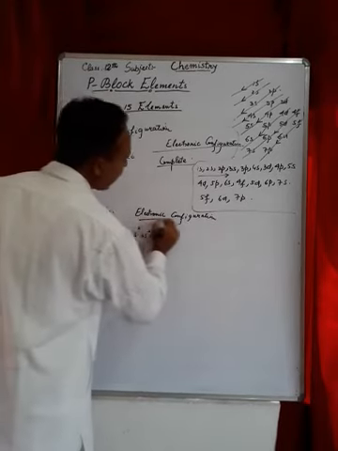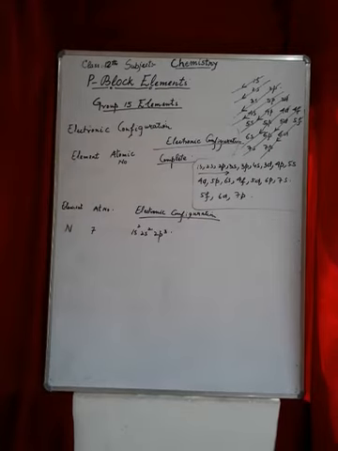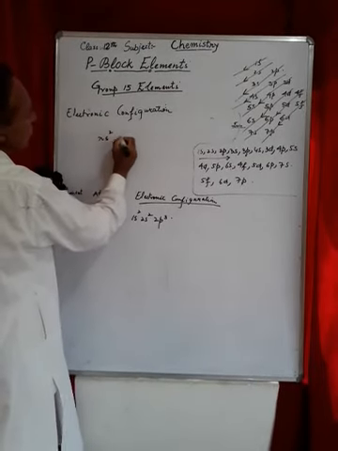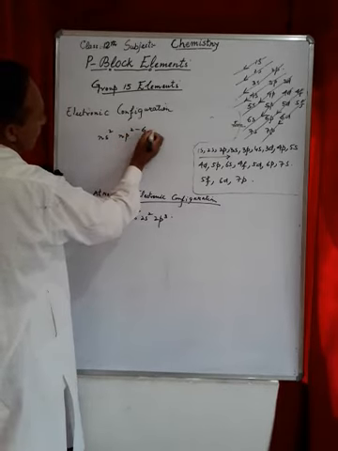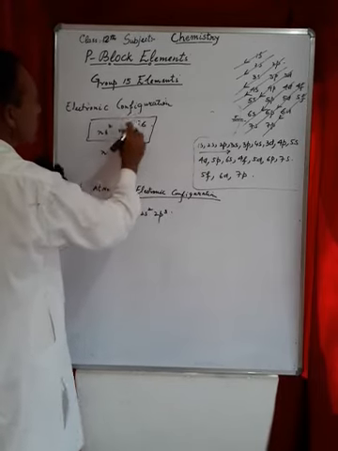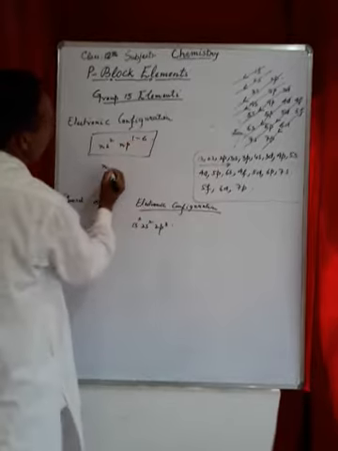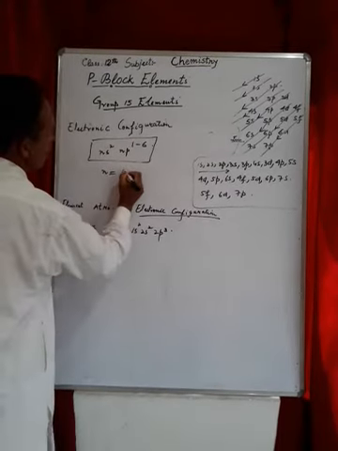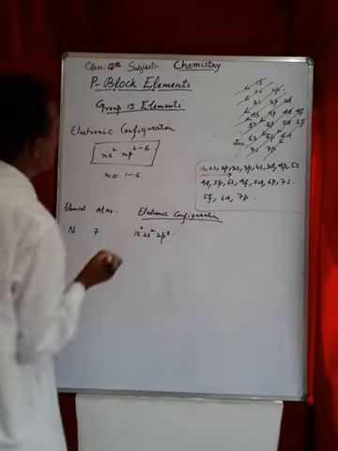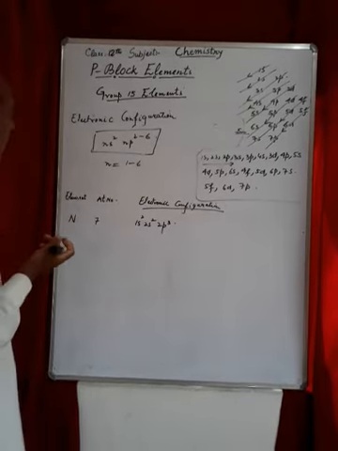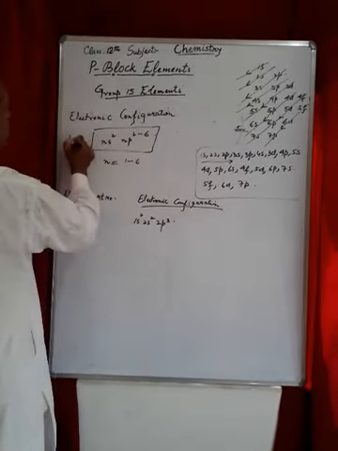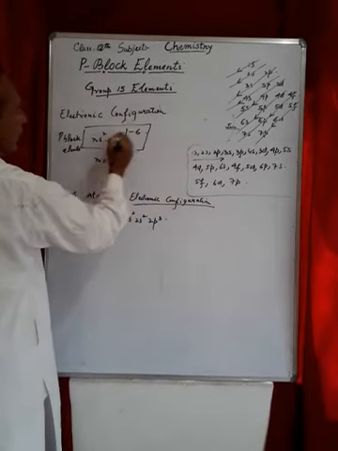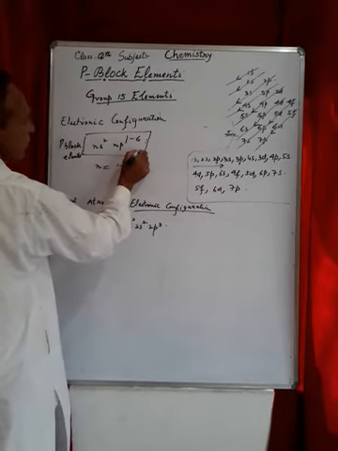You must keep in mind that the outer shell electronic configuration of these group 15 elements is ns2 np3. In general, the outer electronic configuration of p block elements is ns2 np1 to 6, where n is 2 to 6.